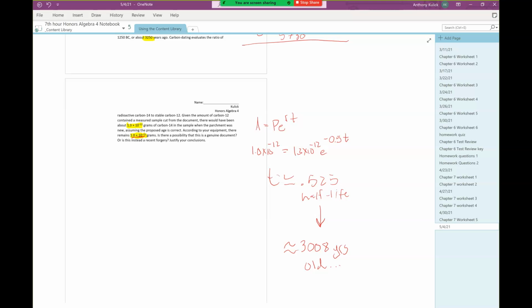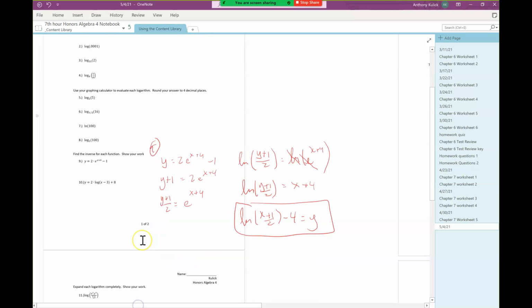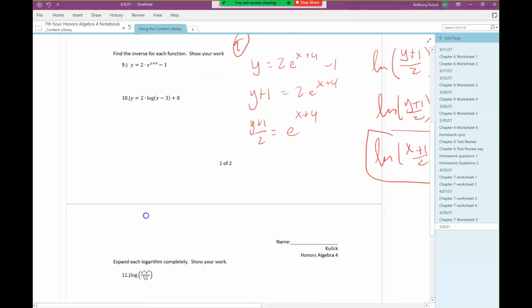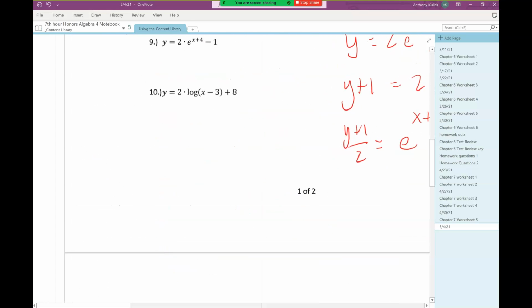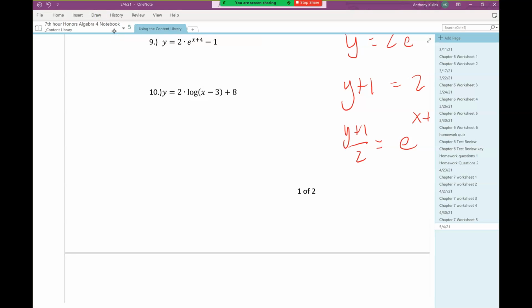Can you do number 10 on the homework? This is the same idea as number 9. So again, we're just going to isolate the x. So I'd start by subtracting the 8 over. And then we need to divide both sides by 2.